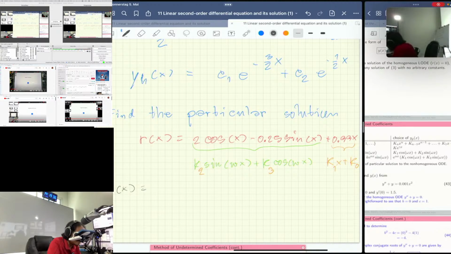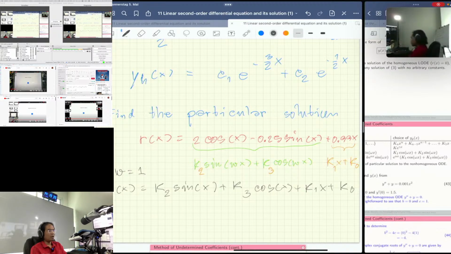yp(x) will be something like that. It's k2 sine omega x. What is that? Omega is number 1, so we don't have to write down omega. So the next term is plus k3 cosine x, and plus k1x plus k0. All right, and that's yp to you, right?